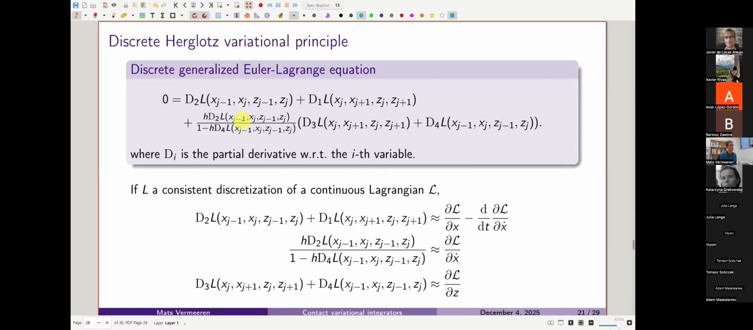And then for this prefactor here of the additional term, in leading order, it's proportional to h times D2 of L, which can be understood as a discrete momentum, and it will approximate the continuous momentum. And then the discrete derivatives, D3 or D4, those are derivatives with respect to z, so they should approximate the z derivative of the continuous L. So if your discrete L is a consistent discretization in a suitable sense of the continuous one, you also get that the discrete Euler-Lagrange equation is a consistent discretization of the continuous Euler-Lagrange equation in the sense of these approximations.